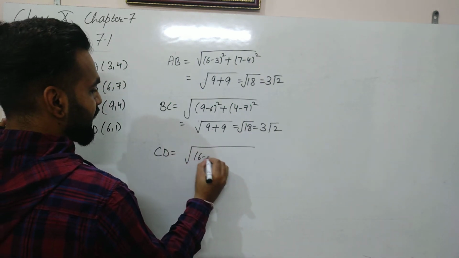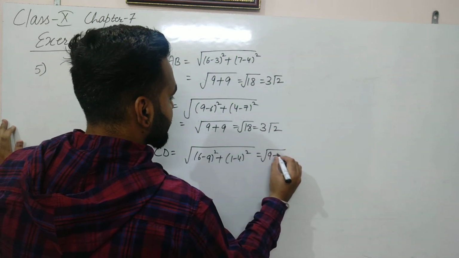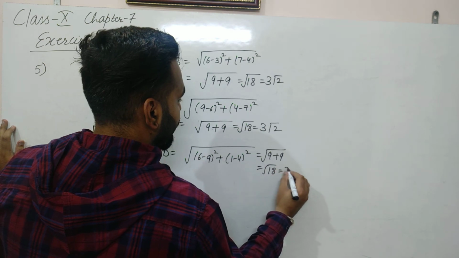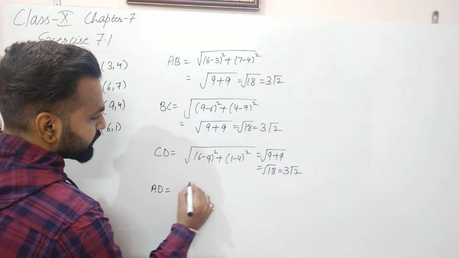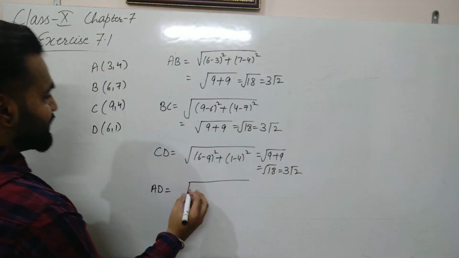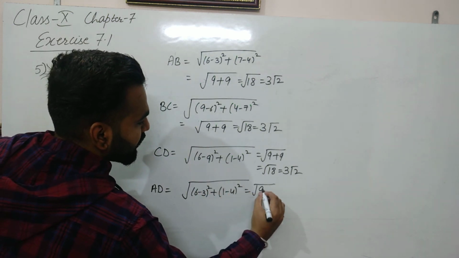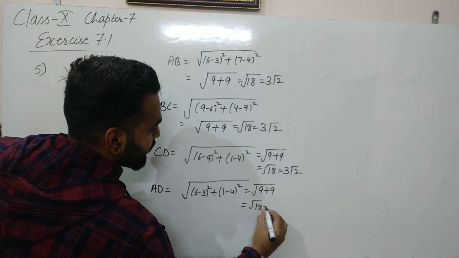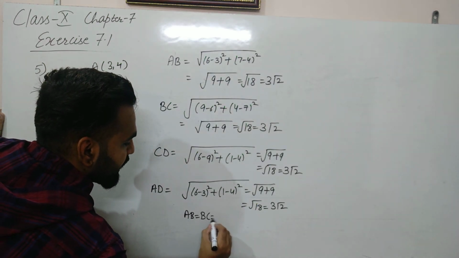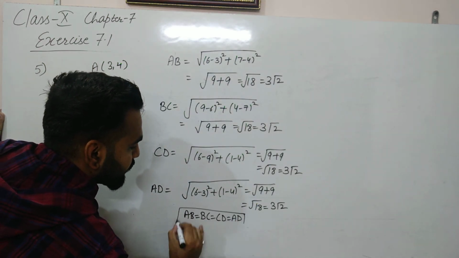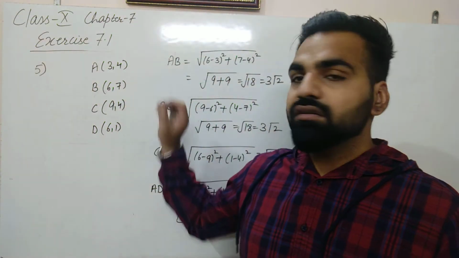Again calculate CD. CD is root of (6 minus 9) square plus (1 minus 4) square. This is again 9 plus 9, root 18 equal to 3 root 2. And at last we will calculate AD. AD will be equal to root of (6 minus 3) square plus (1 minus 4) square. This is again 9 plus 9, root 18, that is 3 root 2. So here we can see that AB equals BC equals CD equals AD. All the 4 sides are equal. So for now this forms a rhombus.